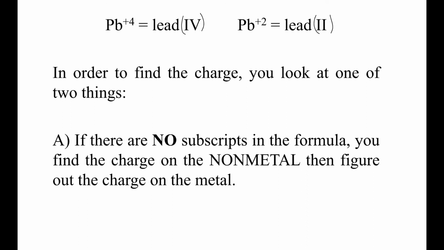Now, in order to find the charge on these compounds, because when you're naming them you have to know the charge, you've got to look at one of two things. If there are no subscripts in the formula whatsoever, you need to find the charge on the non-metal, and then you figure out the charge on the metal. Well, it's pretty easy. It's the positive of that same number, because remember, they have to cancel out. All compounds have to have no charge. Okay, so let's look at our example.